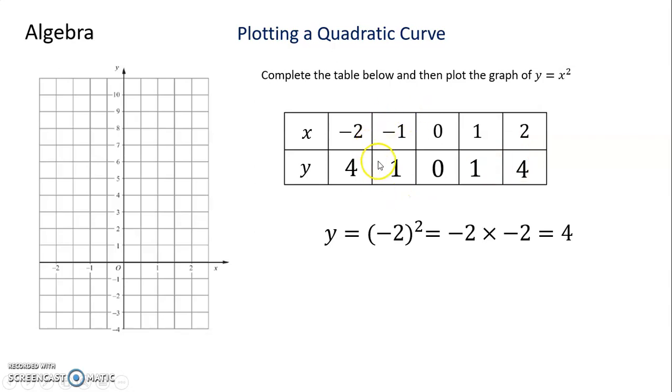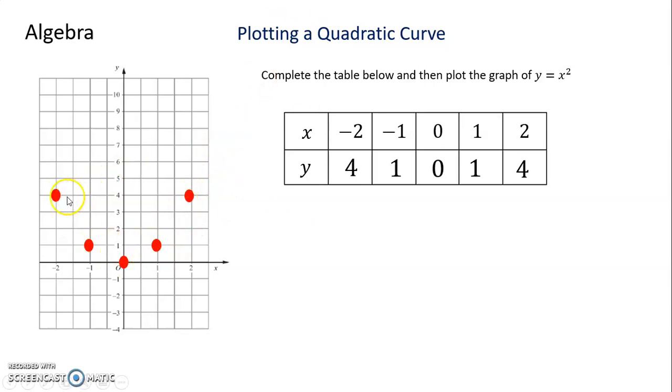So now I've got pairs of coordinates here. I've got 0, 0, 1, 1, and 2, 4, and I'm going to plot those, and then I've got negative 1, 1, negative 2, 4. So I'm going to plot those coordinates. And what you'll see is I get this sort of symmetrical curve here.